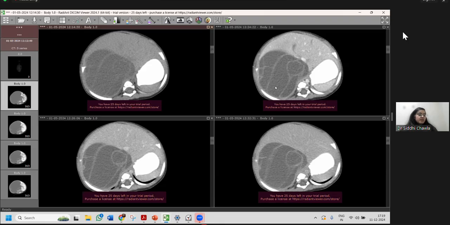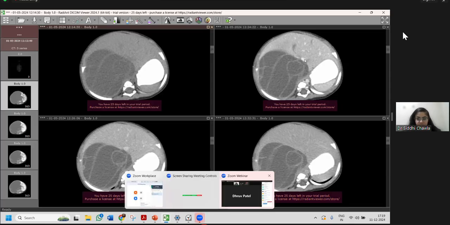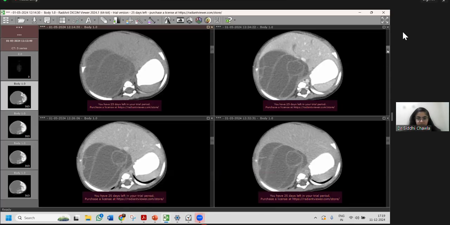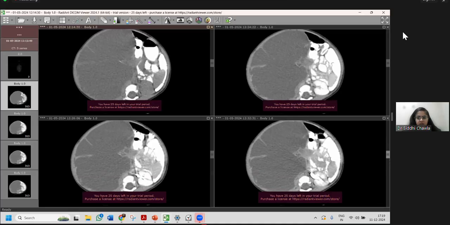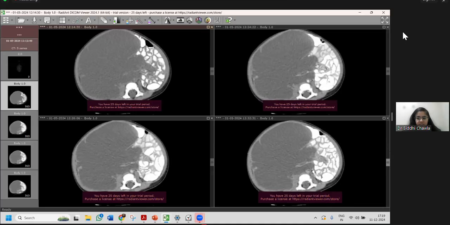Why? Because rhabdomyosarcomas are seen to be very aggressive in nature, and they are mostly soft tissue lesions. So we are not dealing with a predominantly soft tissue density lesion, we're dealing with a cystic lesion. Right, and in subsequent images, you can see that there is not much change within the density of the mass lesion.